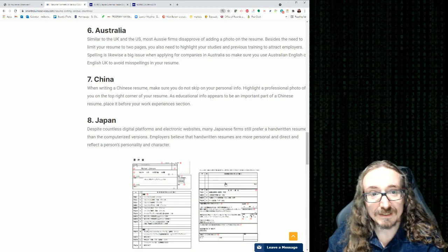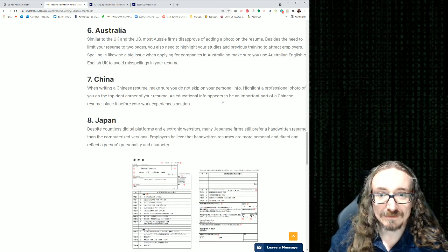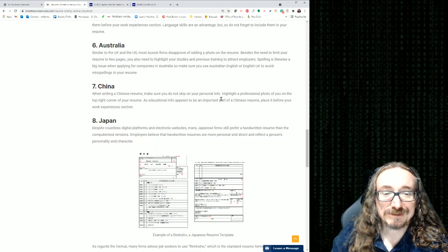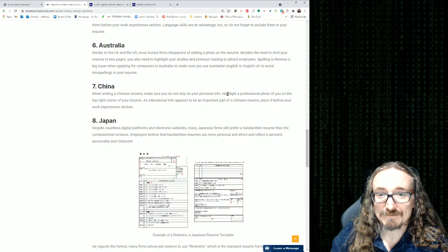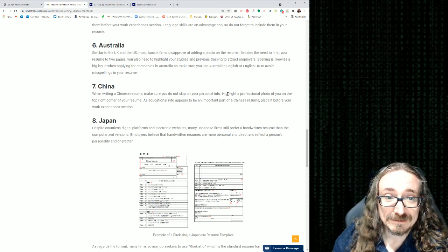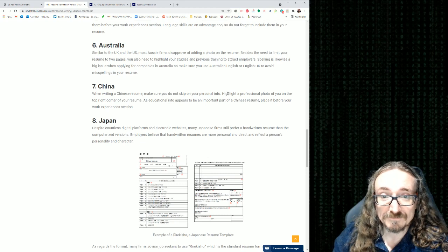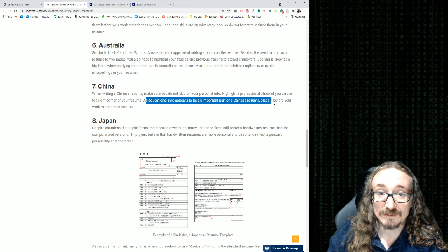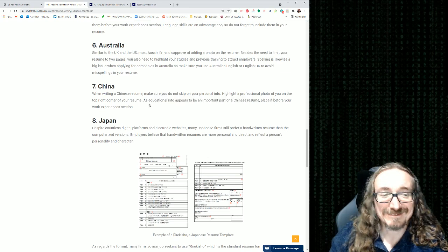make sure you do not skip on your personal info. Highlight a professional photo. There's that photo again of you on the top right corner. As educational info appears to be an important part of a Chinese resume, place it before your work experiences section. So that's something I would strongly advise in my classes.